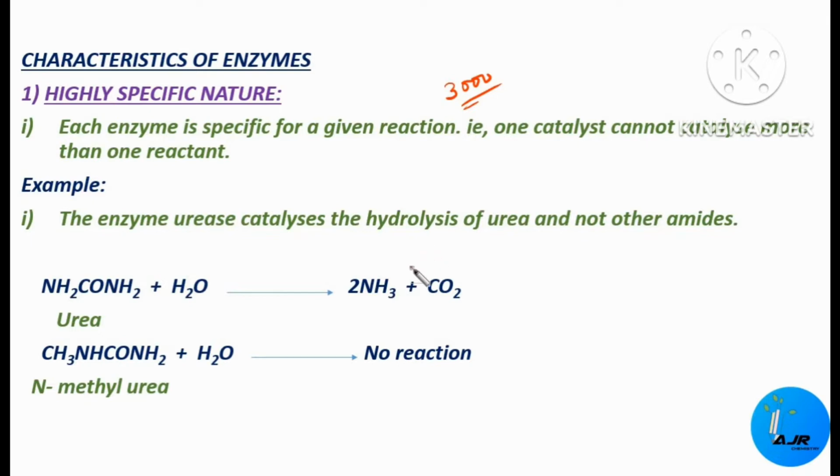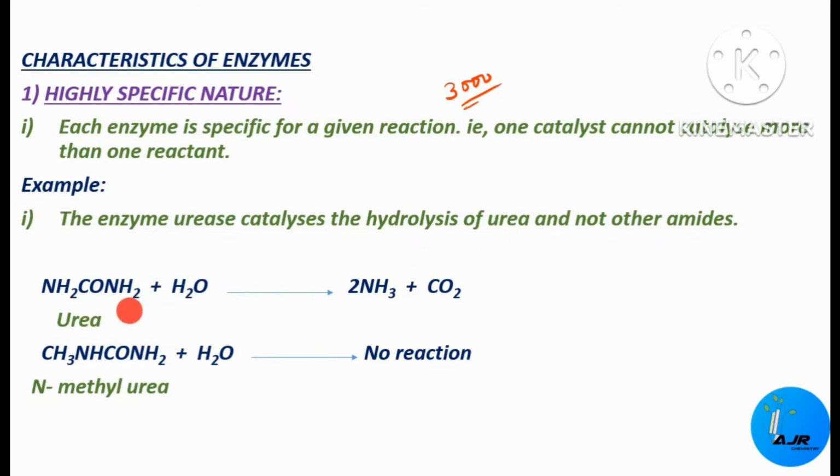Why? Because of their shape. They have a specific shape and size. These enzymes have some cavities or active sites on their surface, and only a particular substrate can fit into those active sites. That's why enzymes are said to be highly specific in nature. For example, the enzyme urease catalyzes the hydrolysis of urea and not other amines.